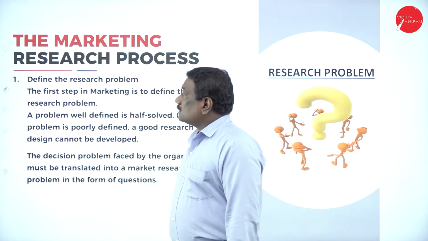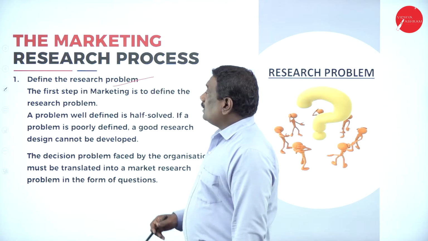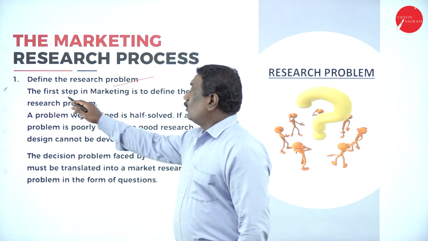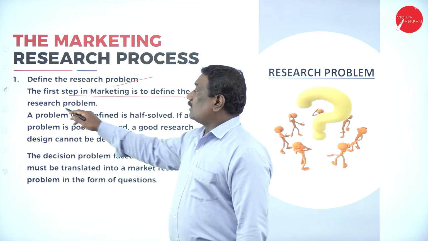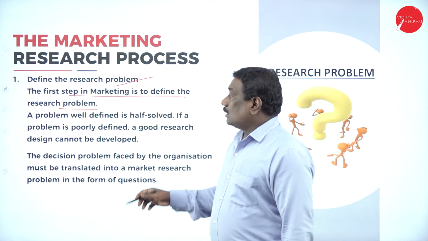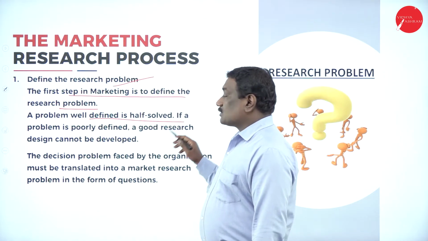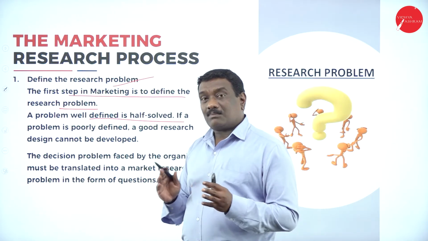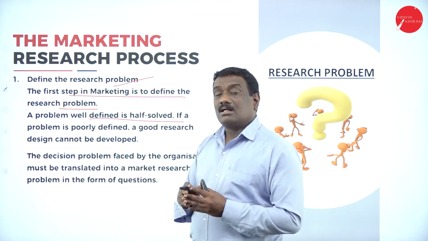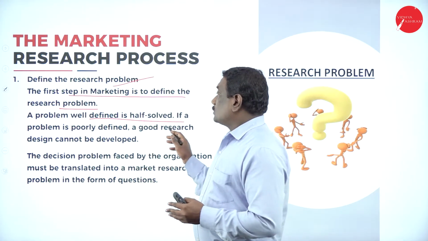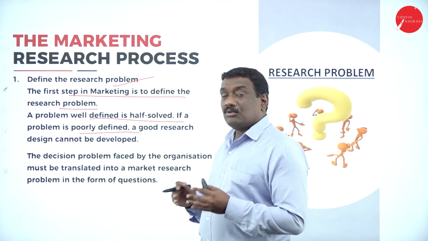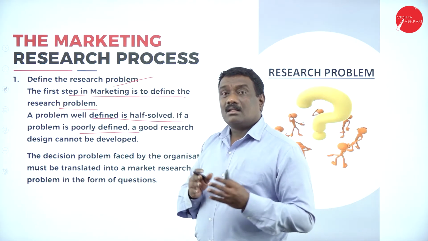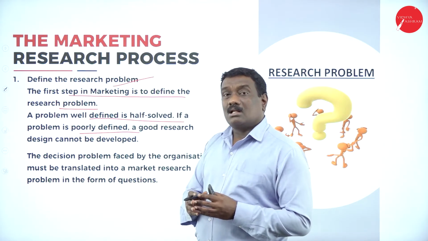Now, under this, the first thing is to define the research problem. What is defining the research problem? This is the very first and foremost step in marketing research. A problem well defined is half solved. Once you define that problem well, automatically half of it is solved. But if you define the problem very poorly, then surely there will be a problem.